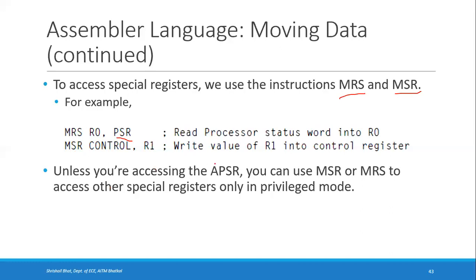So unless you are accessing the APSR, that is the application program status register, you can use MRS and MSR to access other special registers only in privileged mode. You can use them only in privileged mode, but the APSR can be used in the non-privileged user mode also. Okay, so that's about MRS and MSR.